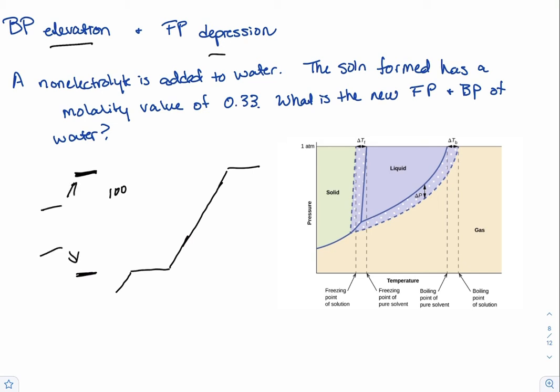So I like these because you can always kind of check your answer. If you get an answer and it's under 100 and you're looking for how the boiling point changed, you did something wrong, because it's got to be above 100. And same thing for the freezing point. If you get an answer and it's above 0, you did something wrong, because it's got to be below 0. That's what it does. And then we got a picture over here that's kind of helpful too to help understand it.